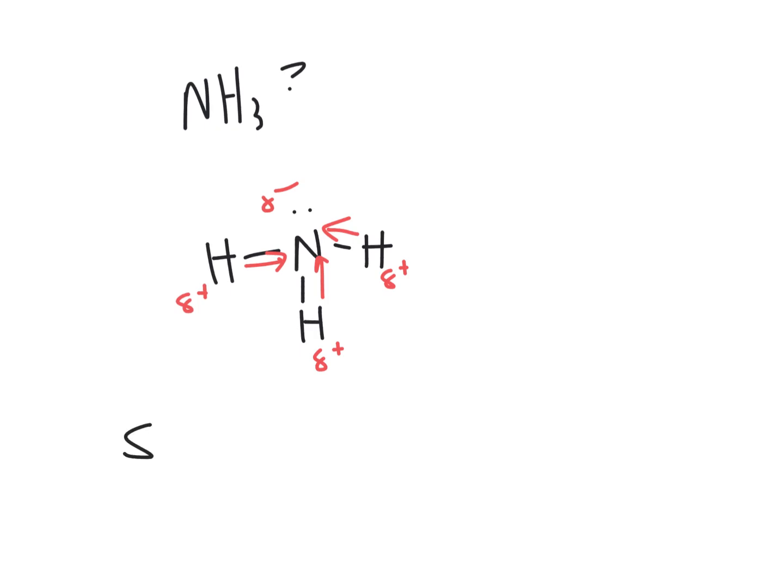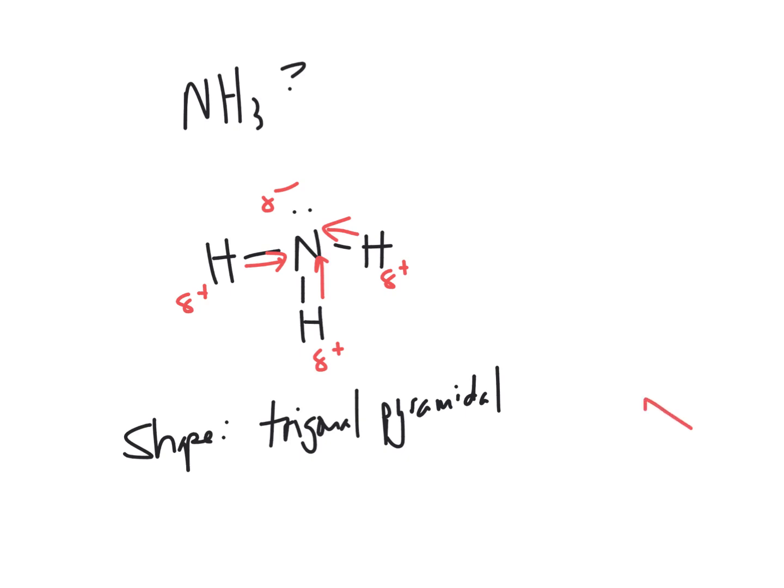What about the shape of the thing? Well, we know the shape is trigonal pyramidal, right? It's like a little triangle-based pyramid. So if we think about those polarities as vectors, how are they all stacking up? Well, we have one that's pulling this way, and one that's pulling that way, and one that's pulling that way. If you did head to tail on those, like you're supposed to do in vector analysis, you'd see you have a resultant vector like that, okay? So this is in fact polar.